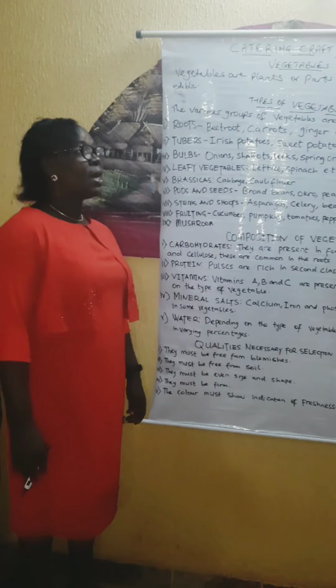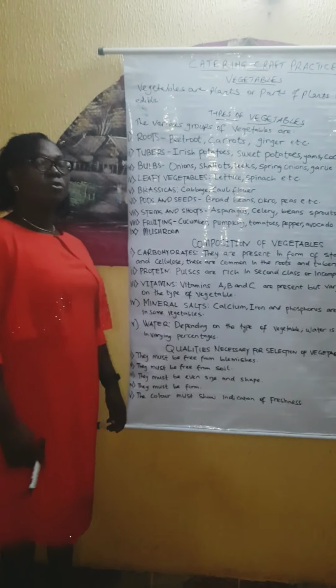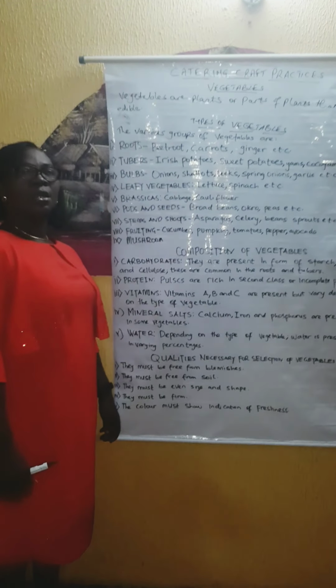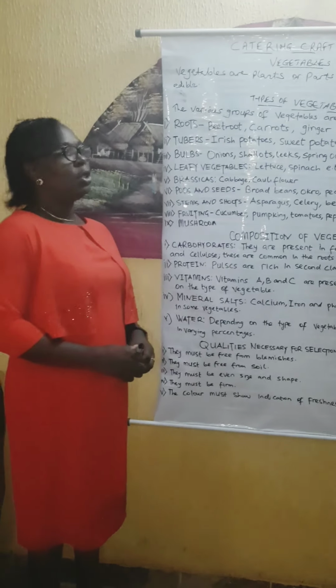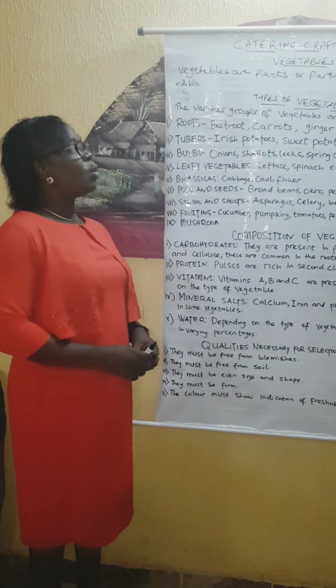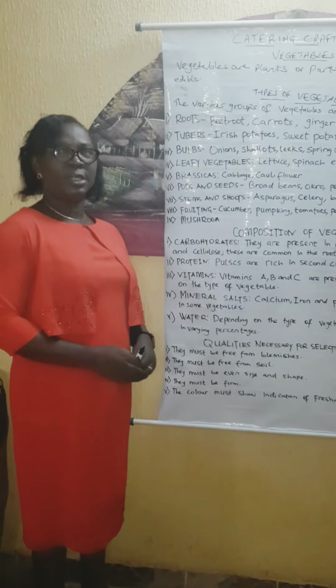We were here some time ago to discuss fruits and vegetables. We spoke about the importance of fruits and vegetables in the diet. Today, we are going to talk more about vegetables, because when we spoke about vegetables and fruit, it was just the importance of vegetables that we spoke about. Now, we are going to talk about the various types of vegetables we have.